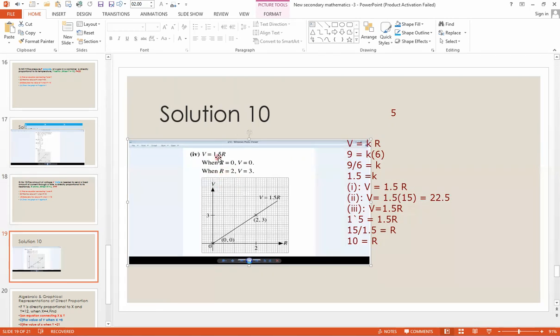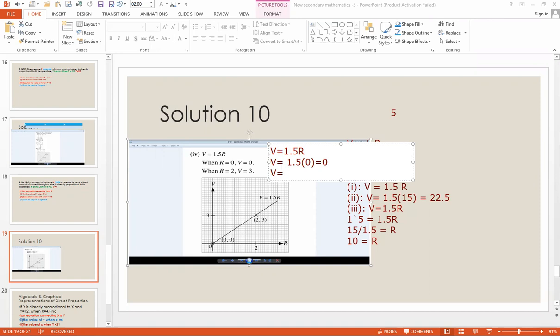So when R is equal to 2, you simply multiply 1.5 with 2. Okay, I will write it for you. V is equal to 1.5 R. So firstly, we take the value R is equal to 0, and when I multiply 0 with 1.5, I will obviously get 0. Clear? Now I will come to the second value.